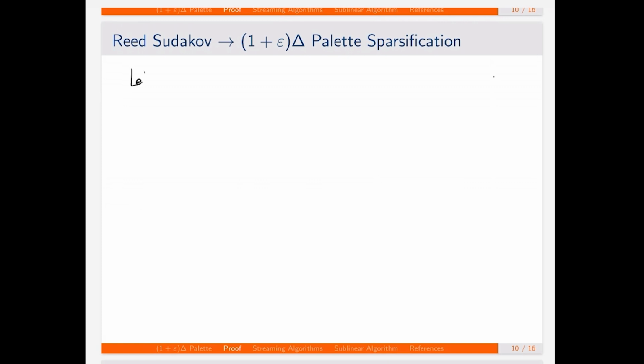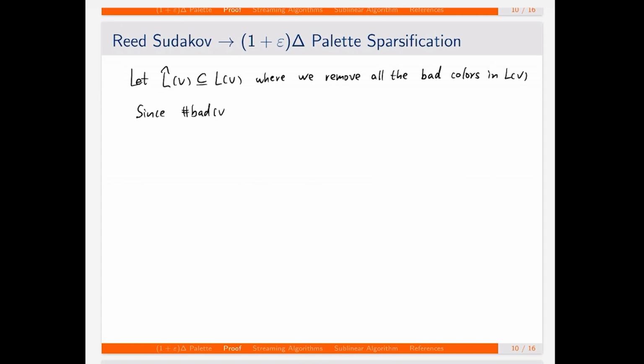So let L hat V be a subset of LV where we remove all the bad colors in LV. Since we just showed that the number of bad colors for V is less than epsilon L over 4, this would mean that the size of the L hat list is greater or equal to L minus epsilon L over 4, which is 1 minus epsilon over 4 times L.